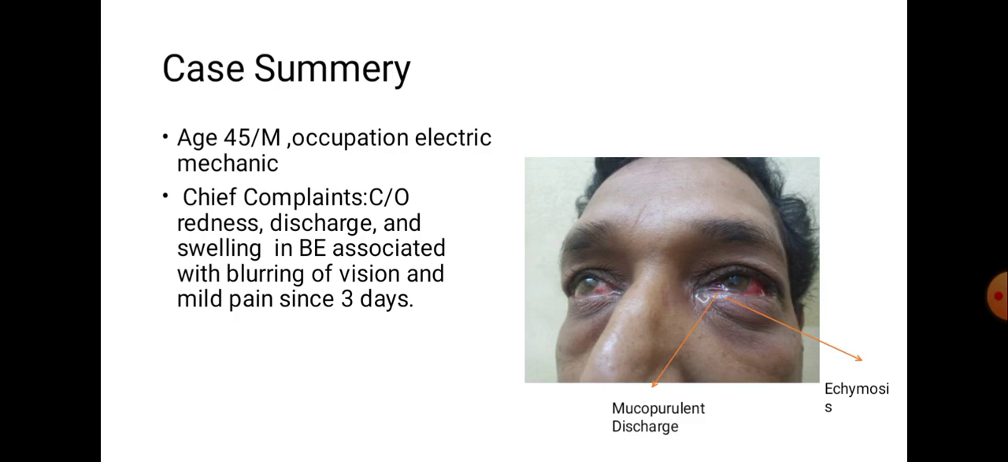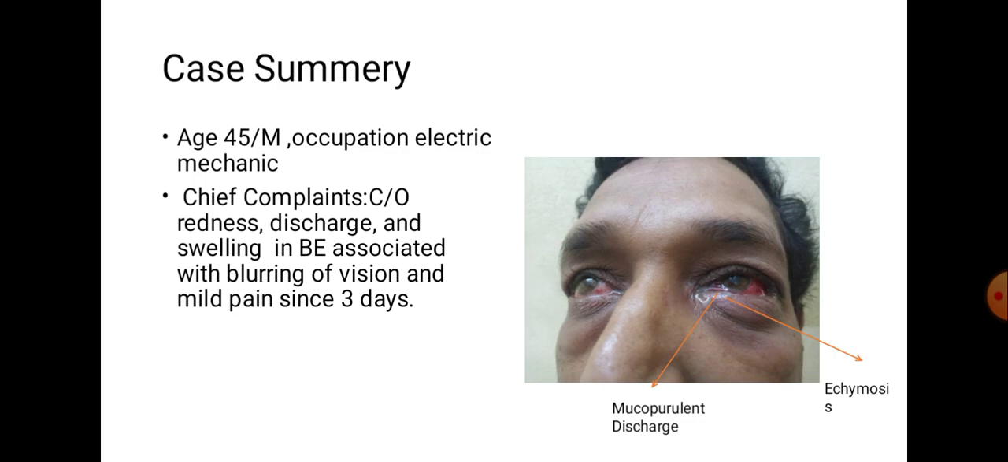A 45-year-old male, an electric mechanic by occupation, comes with a complaint of redness, discharge, and swelling in both eyes, associated with blurring of vision and mild pain since 3 days. All of this history is very important because if redness, discharge, and swelling are present, this indicates an inflammation along with discharge. So why? Because the eye becomes red. When the eye becomes red, it may be caused by acute anterior uveitis and also conjunctivitis.